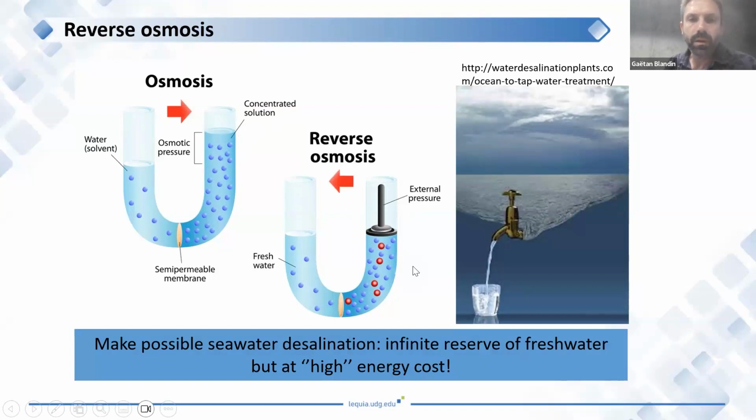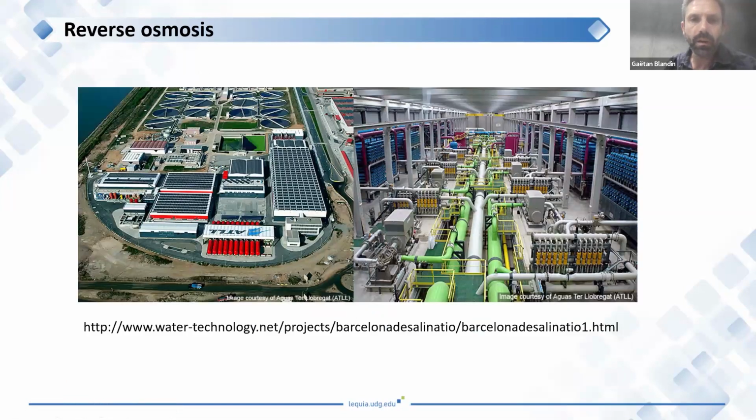So this is typically now the state-of-the-art technology for seawater desalination, which is a good step because you can produce a lot of fresh water out of a nearly infinite reserve, which is the oceans. But you still need quite some energy through the external pressure to produce this water. This is typically what we have here in Barcelona, translated into huge desalination plants. There are a lot of those seawater desalination plants around the world.